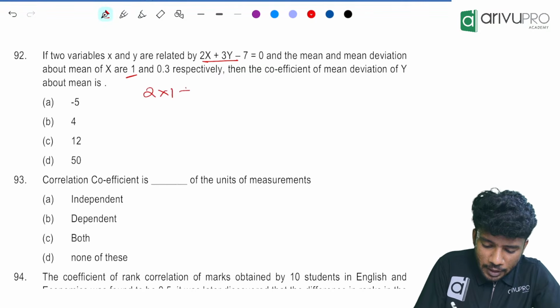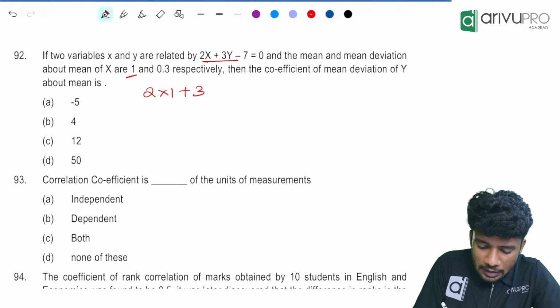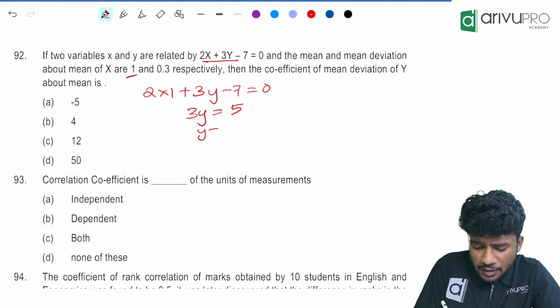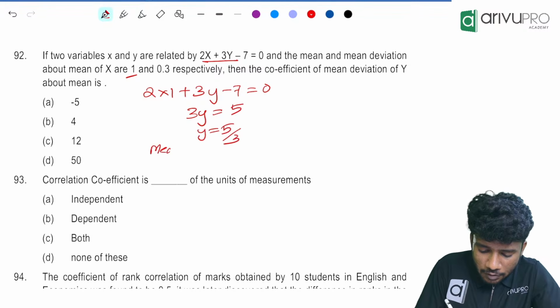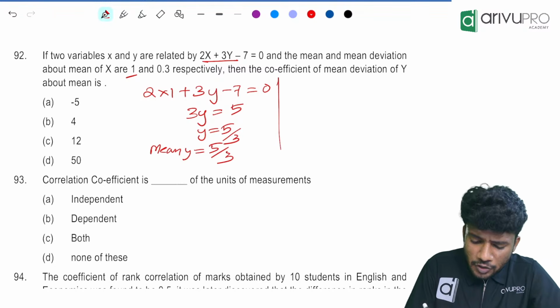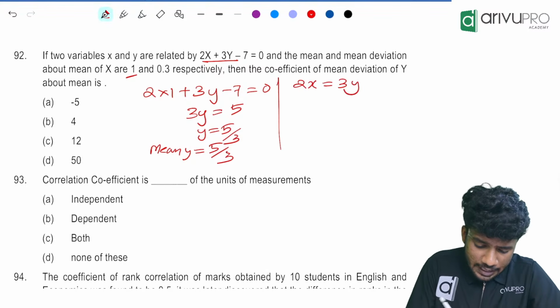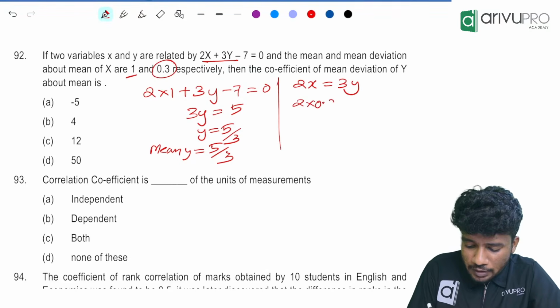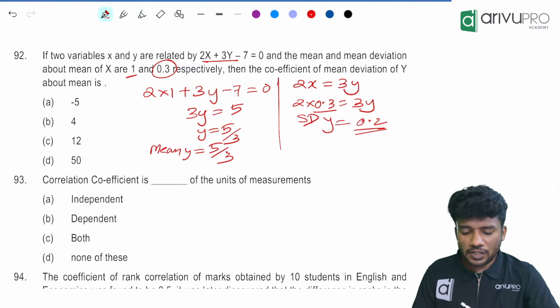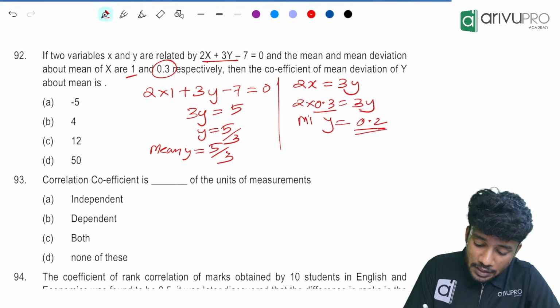That means 2 into 1 plus 3 into y minus 7 is equal to 0. That means 2, and this will become 3y is equal to minus 7, and this will become 5, right? It goes to the other side. Y is equal to 5 by 3. So mean of y is equal to 5 by 3. Now people, we need to find the deviation, correct? So for that I'll write 2x is equal to 3y. X is how much? 0.3. So 2 into 0.3 is equal to 3y. That means y is equal to how much? This will get cancelled. What will remain? 0.2 will be the standard deviation, sorry, mean deviation, not standard deviation, mean deviation of y.